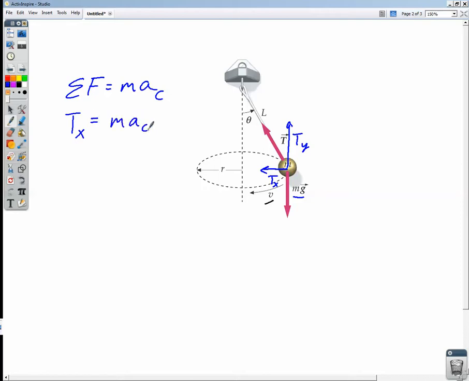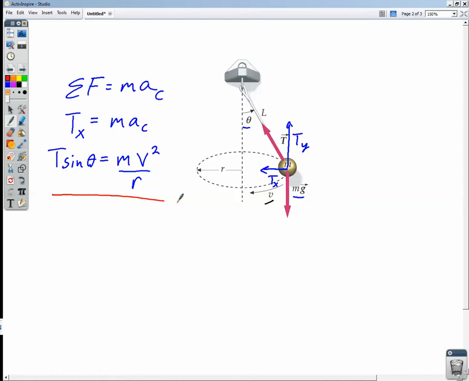So we have an angle theta up here at the top. We can see that Tx is opposite that theta, so we have T sine theta here is equal to m, and we can input v squared over r now for a sub c. So from this point, we can solve for lots of stuff. If we know the velocity and the radius of the circle, we can solve for the tension in the string. We also need to know theta.